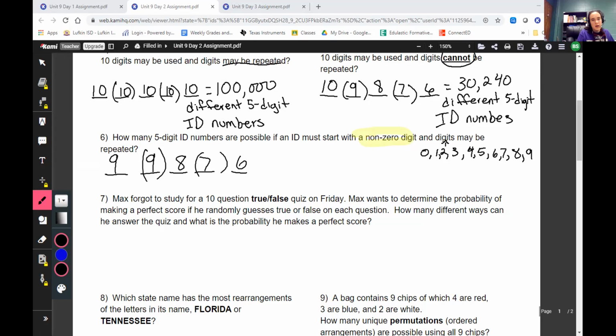And that gets us 27,000. Hold on. I think I misread something. So on this one, I did misread it. So this would be a different problem.